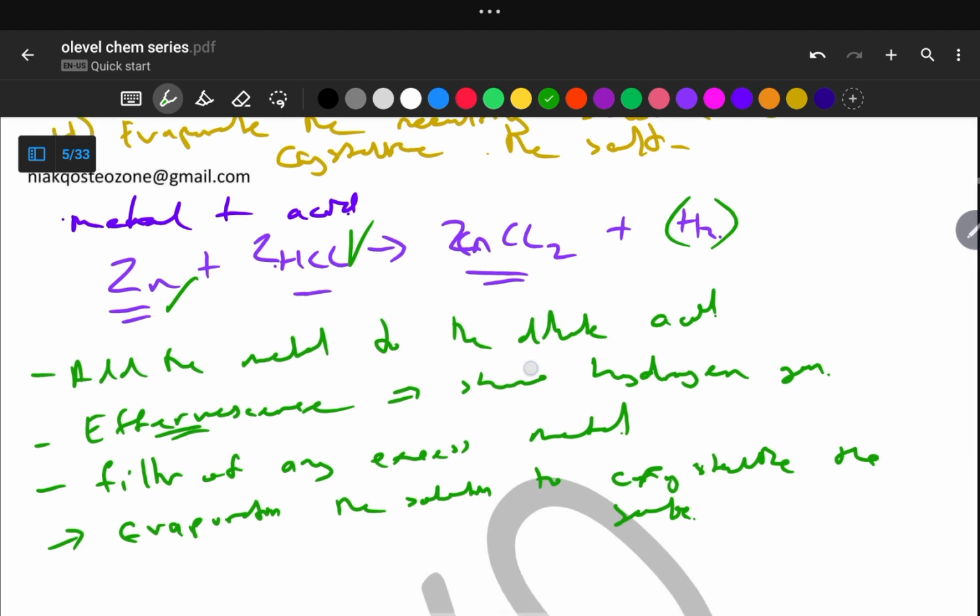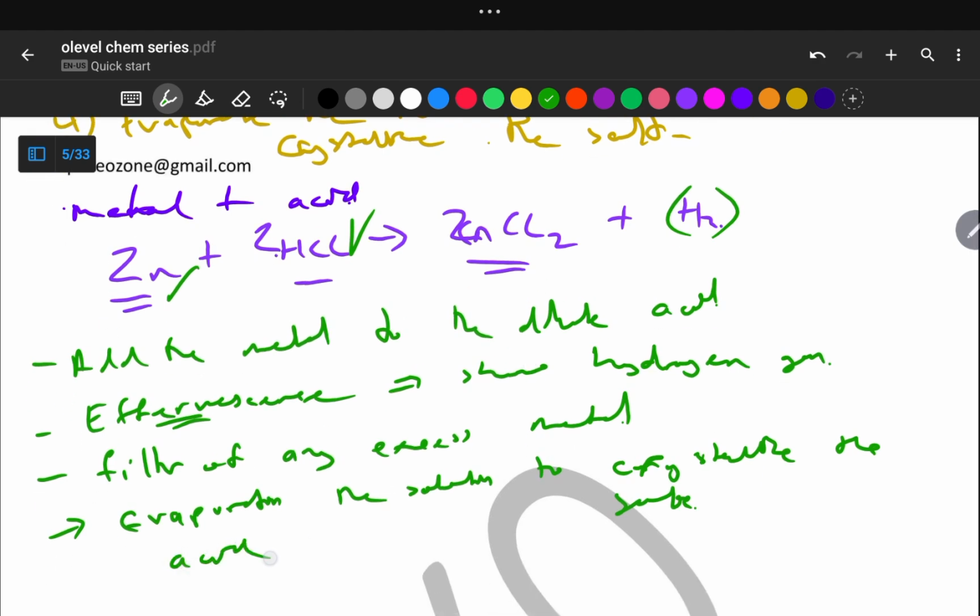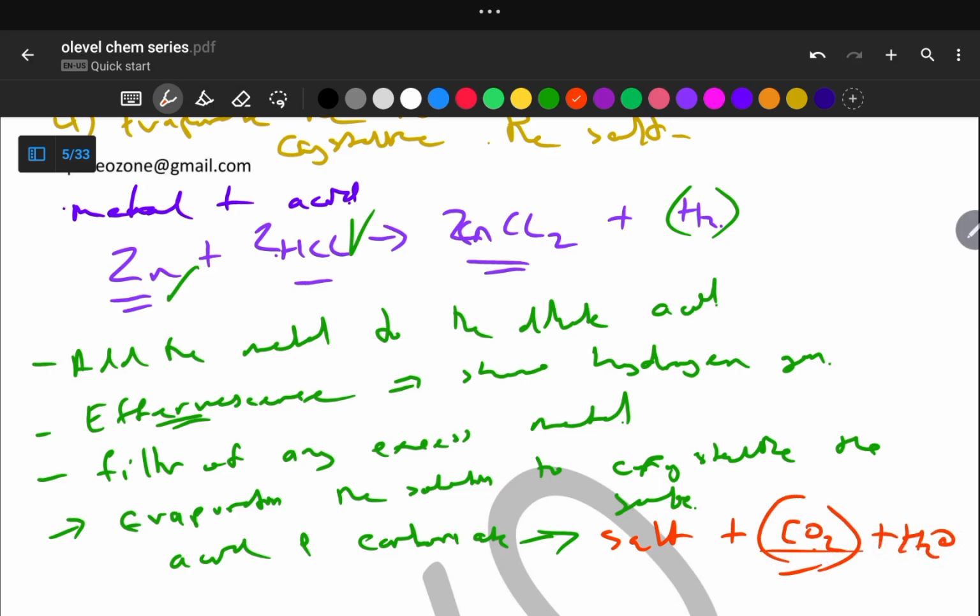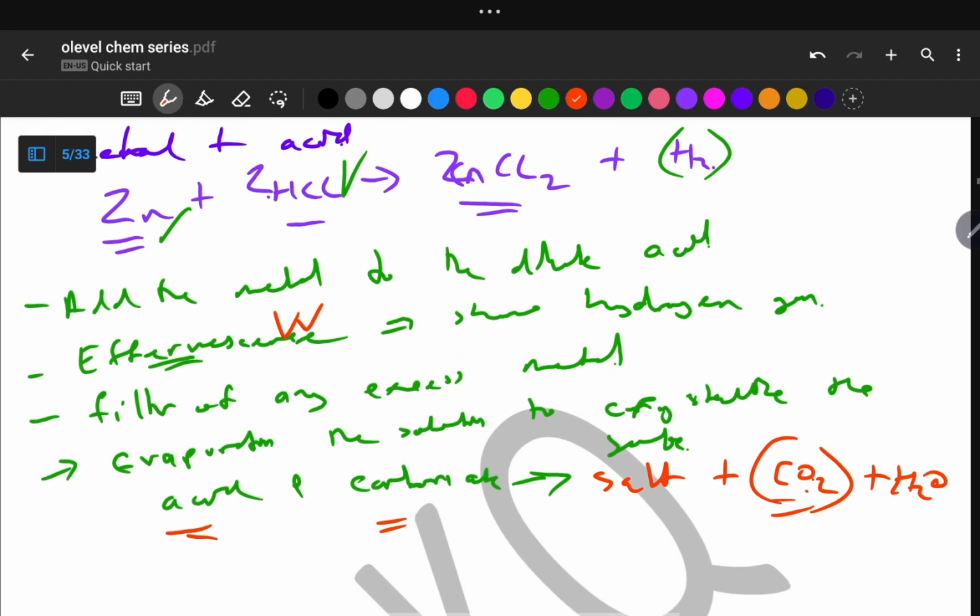So the reaction between an acid and the carbonate, we are going to obtain salt plus carbon dioxide plus water. So we're going to observe the effervescence of carbon dioxide gas, and then when we're no longer having the effervescence, it simply means one of the reagents has been used up and the reaction has stopped, right? So we can then filter off, and then we can evaporate and then crystallize. So the procedure is still the same.